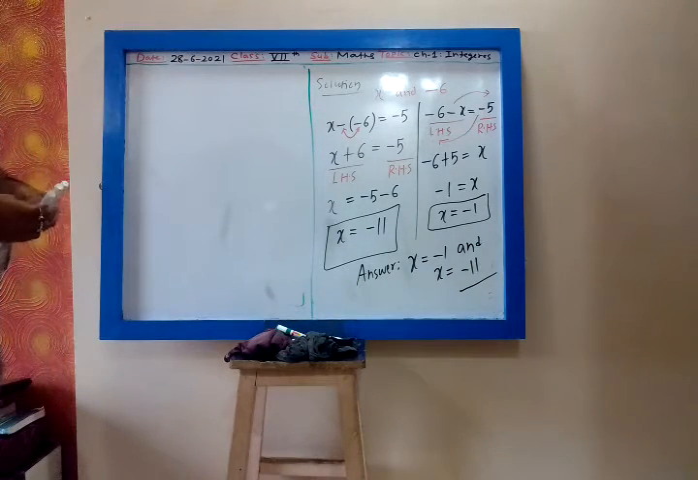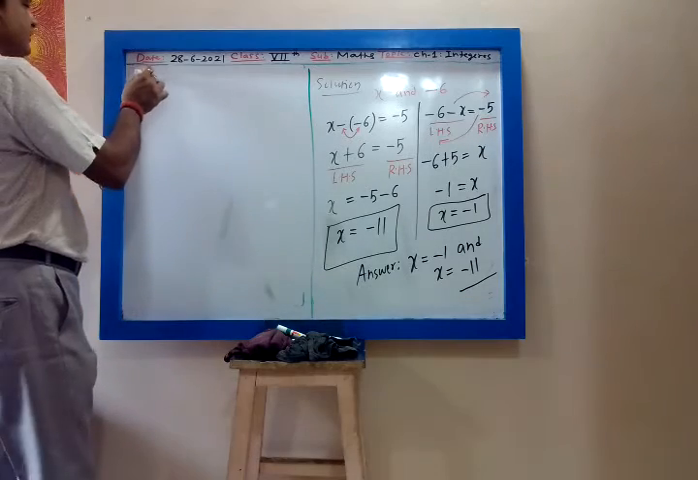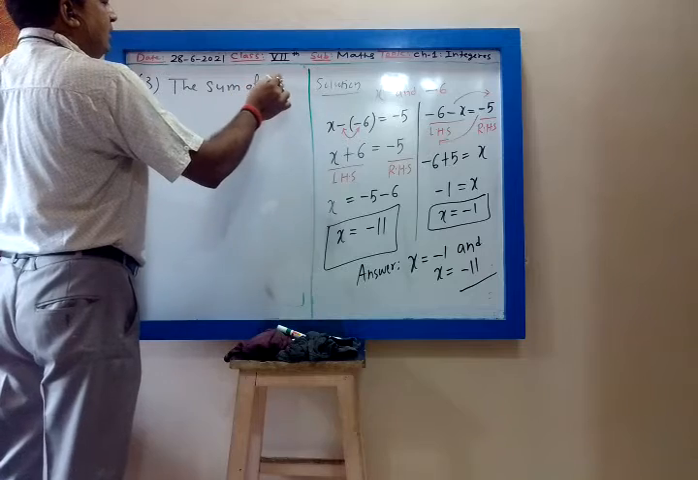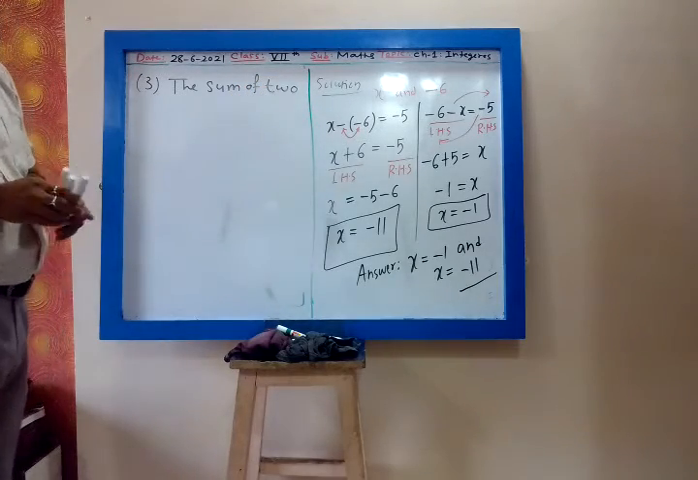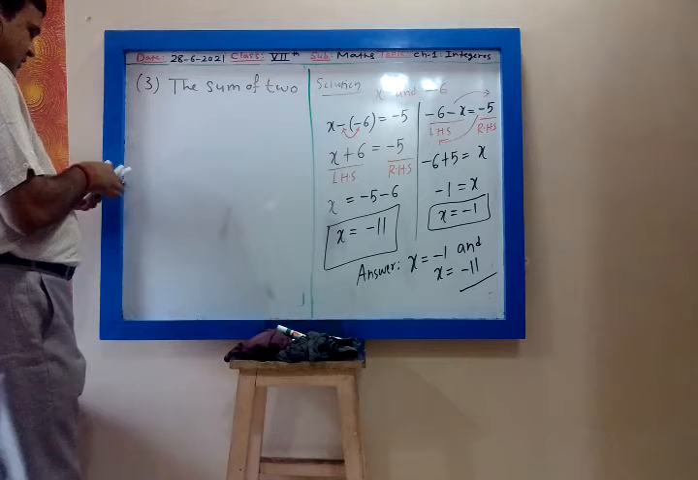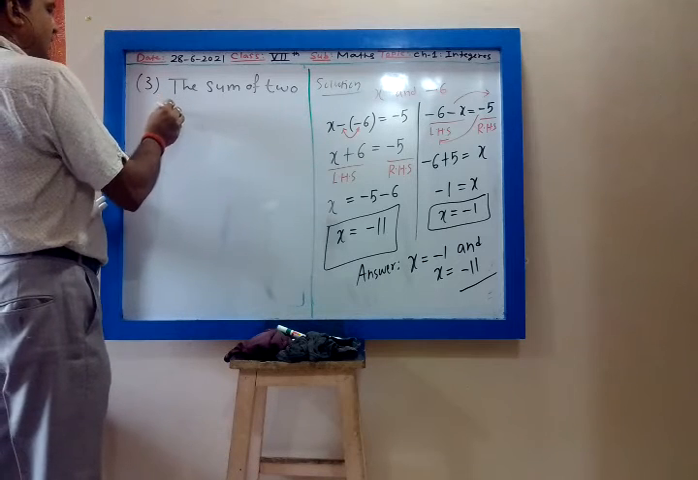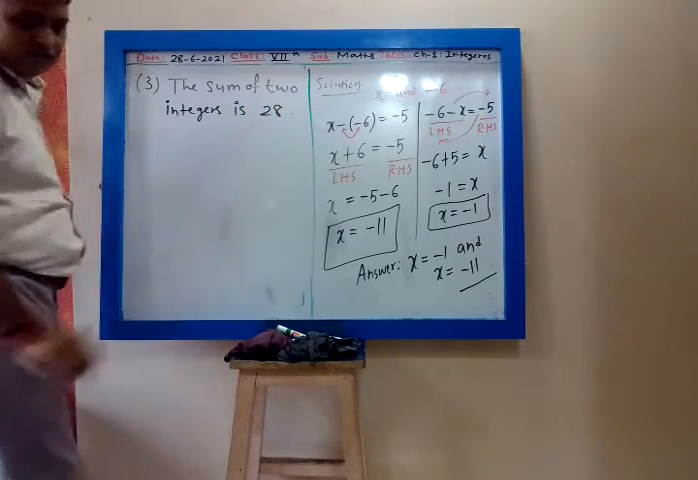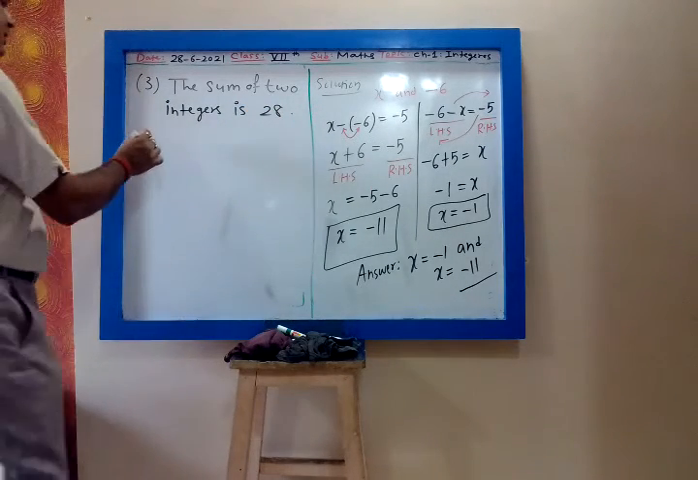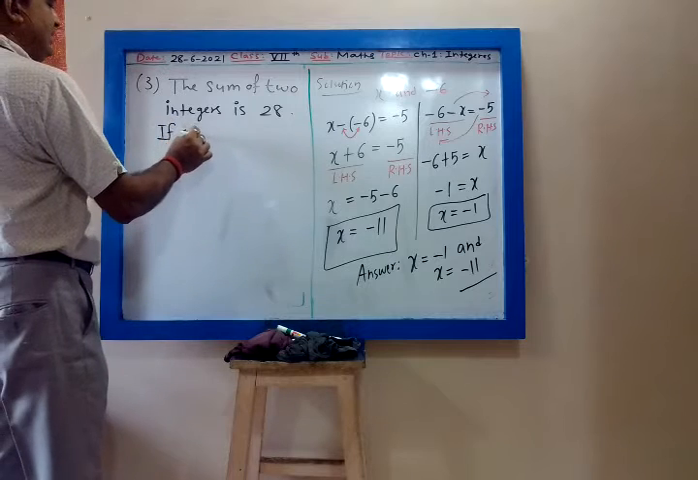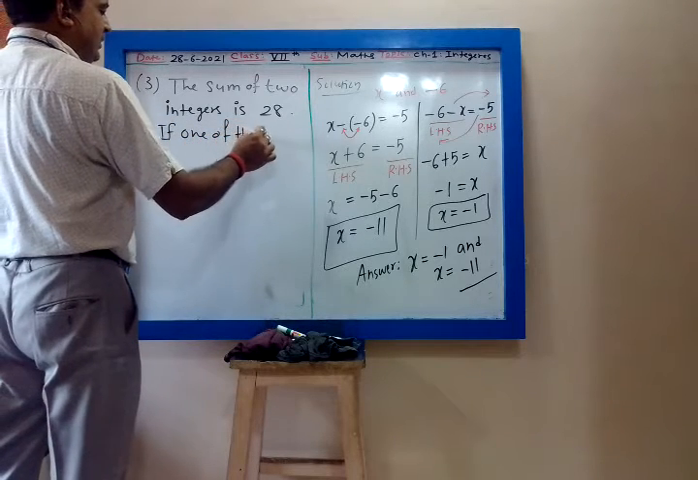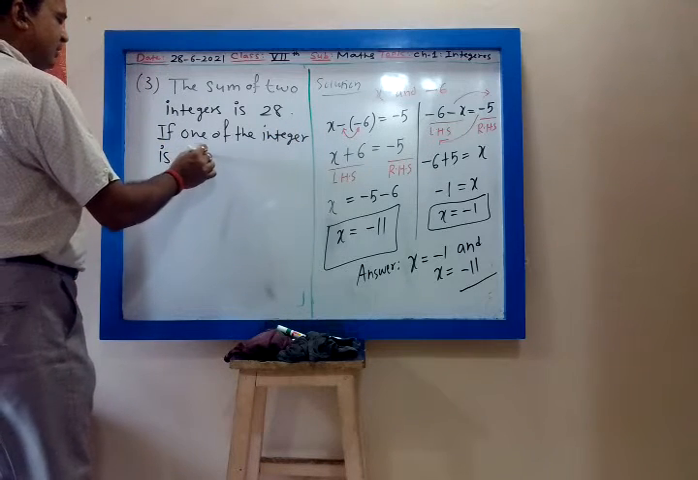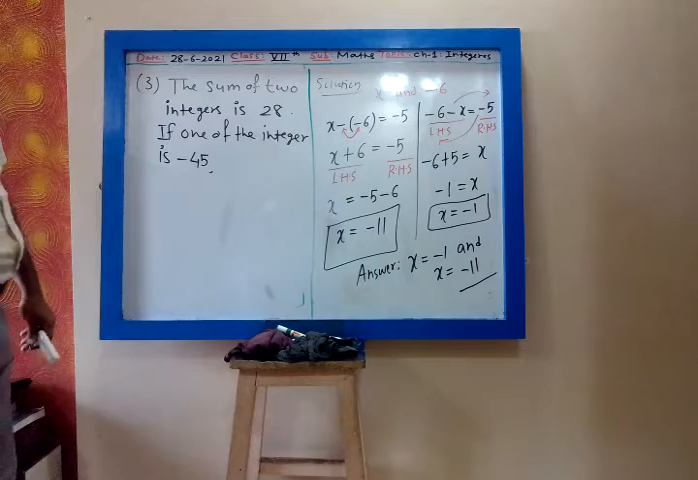Now the third question. The sum of two integers is 28. If one of the integers is minus 45, find the other.